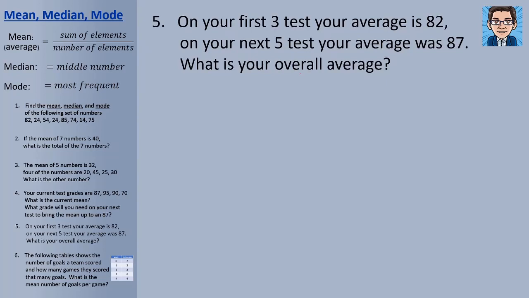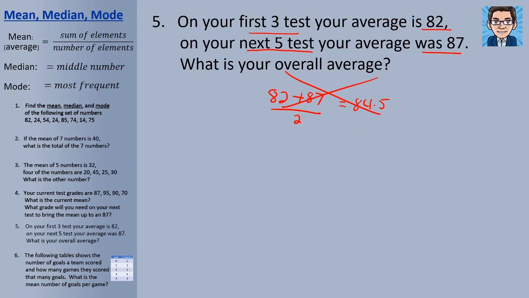All right, on the next problem, it says on our first 3 tests, we had an average or a mean of 82. And on our next 5 tests, we have an average of 87. Now, one thing you cannot do here is to take averages of averages. So to calculate our overall average, we cannot do 82 plus 87 divided by 2 and just take the average of those 2 and get 84.5.